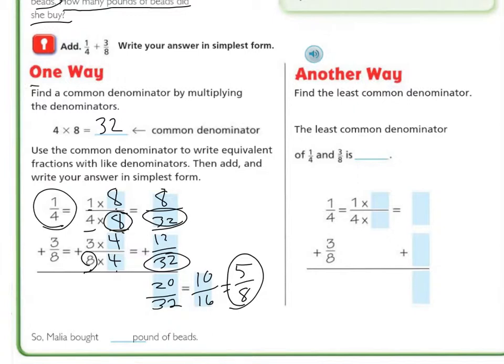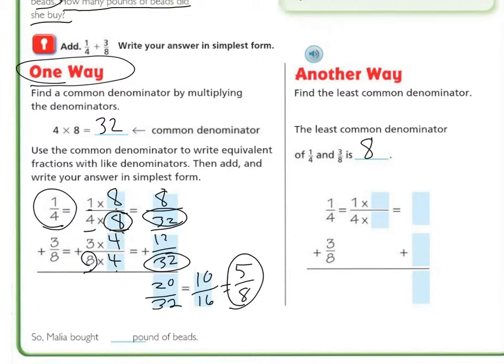Now, that's one way to do the problem. So let's do another way. Find the least common denominator. If you find the least common denominator, you're not going to have to do all of this simplifying because it's already going to be in the most simple form. So first I need to find out what the least common denominator is. So 4 and 8. Well, I know 4 can go into 8, so if I use 8 as my bottom number for both of these, I'm not going to have to do as much reducing. So the least common denominator between 4 and 8 is 8.